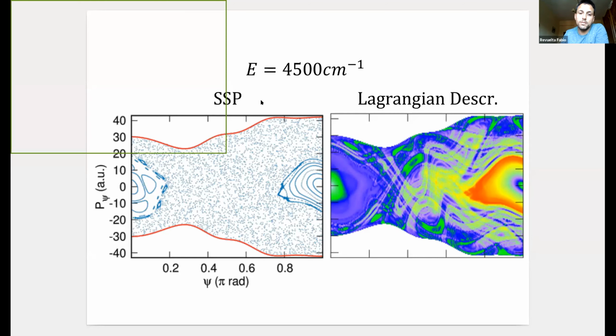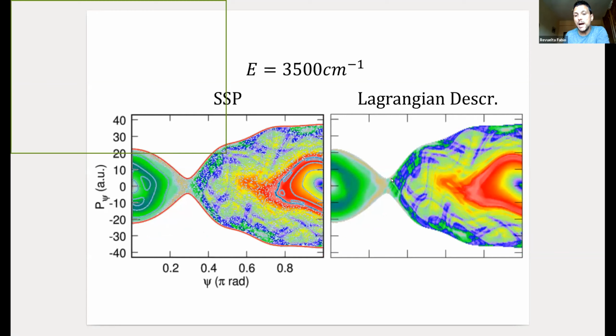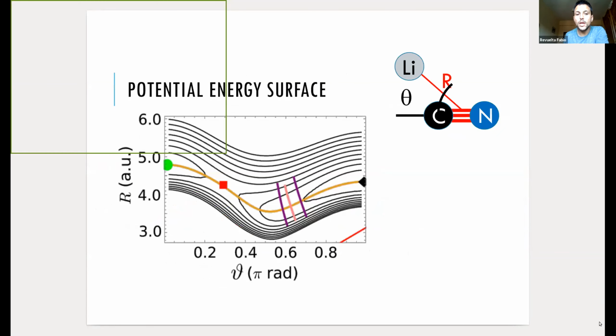But then again, if we increase the energy further, you see exactly the same thing. The accessible region of phase space becomes larger, but motion becomes more and more chaotic. And again, Lagrangian descriptors are able to identify the invariant manifolds in that region. Okay, so let's go back to that stability island that was there.